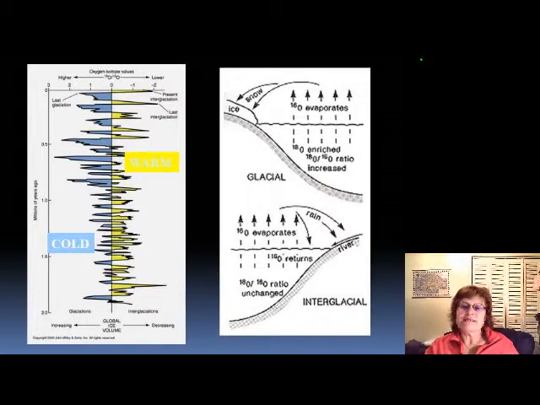the curve which they made based on the oxygen isotope studies. And the yellow shows you the warmer periods, and the blue shows you the cooler periods.